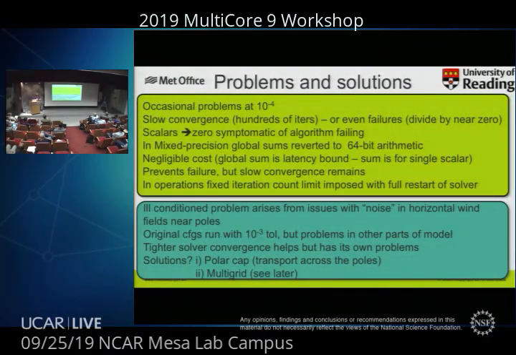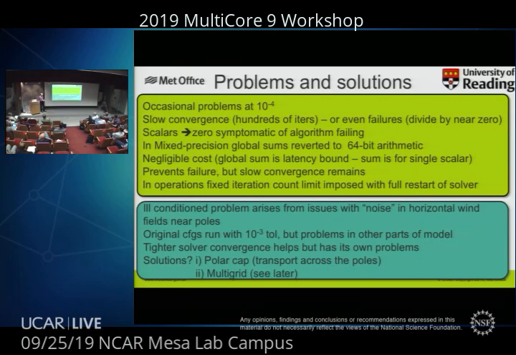Okay, and in fact, we have seen occasional problems even solving at 10 to the minus 4, typically with slow convergence for a particular configuration, and then even failures, because basically we're trying to divide by a near zero. It's the scalars in BiCGStab which are going to zero, and that's symptomatic of the algorithm starting to break down. So in the mixed precision version, we reverted the global sums to 64-bit arithmetic to try and protect against that, against floating point overflow. That had a negligible cost because the global sum is latency bound, not bandwidth bound. So that didn't really cost anything. And the sum is just for one number, so that's okay. It prevents the thing blowing up and falling over, but the slow convergence remains.